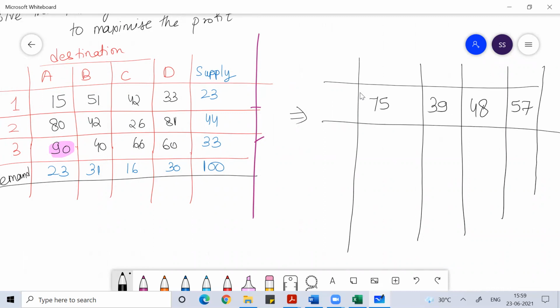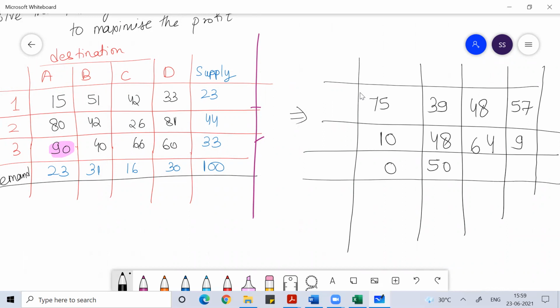Let me know if I make any mistake. Then 90 minus 80 would be 10. Then 90 minus 42 would be 48. 90 minus 26 would be 64. 90 minus 81 would be 9. 90 minus 90 would be 0. 90 minus 40 would be 50. 90 minus 66 would be 24. Then 90 minus 60 would be 30. See these values, guys. Let me know if there's any mistake.